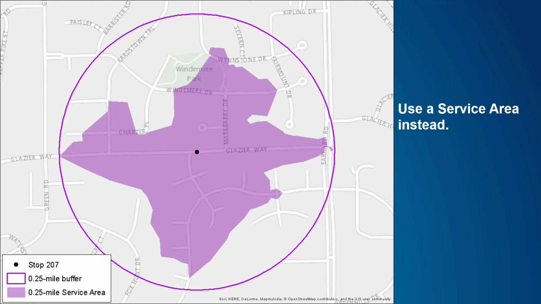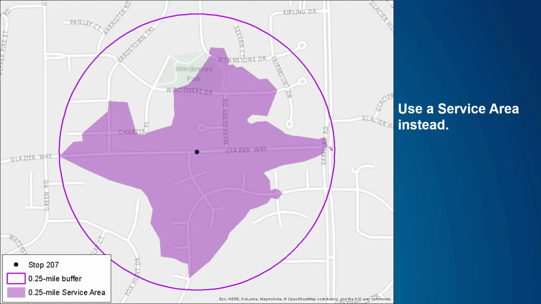So what's the solution? What should you do? Use a service area. A service area is a polygon representing the area reachable from a given point within some time or distance limit, when subject to the constraints of an underlying road network. You may have also heard a service area referred to as an isochrone. I'll just call it a service area because that's the terminology we use in ArcGIS Pro.